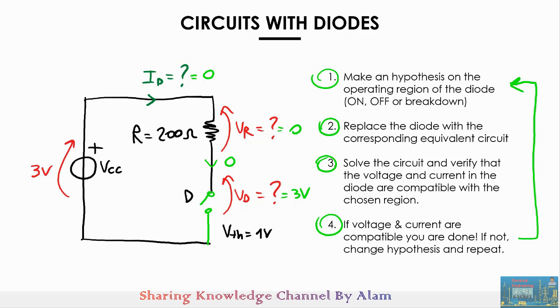Let's restart from point number 1 and this time we assume that the diode is on. If the diode is on, the equivalent circuit of the diode will be a voltage source equal to 1 volt, where the potential is higher at the anode. So let me delete the open switch and we replace it with a voltage source equal to 1 volt.